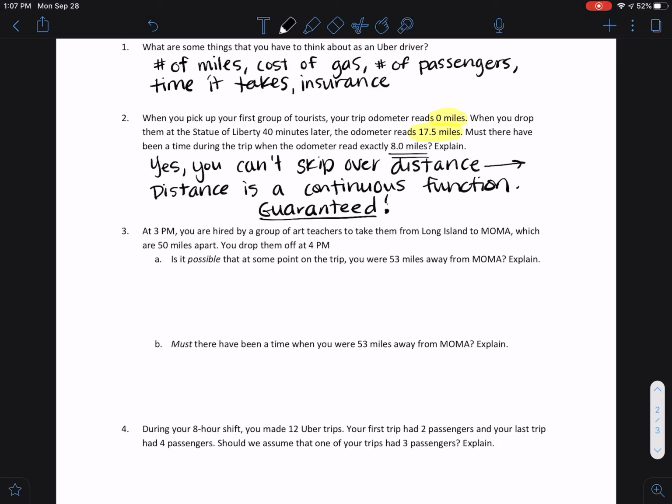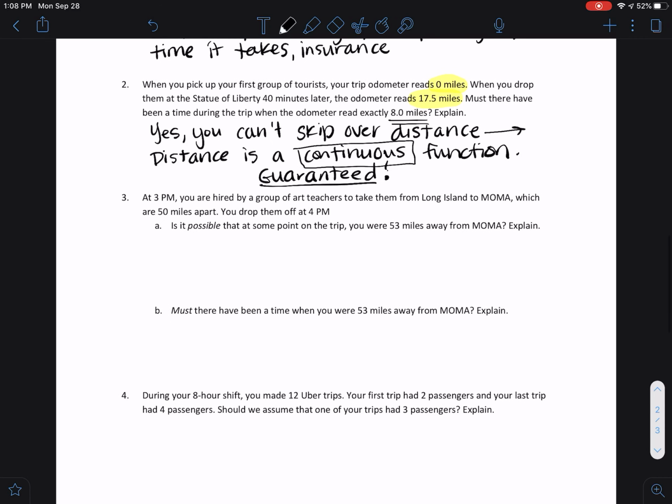Because it's continuous. Okay, now this idea of continuity is going to be very, very important here. Because if we had something where maybe we could jump or break, so sometimes you're going to have functions that aren't continuous, you're not going to be able to guarantee that. But if something is continuous, we can guarantee it. So let's look at a different example.